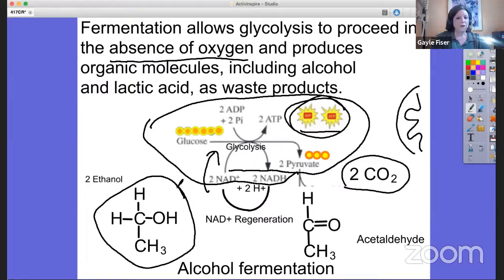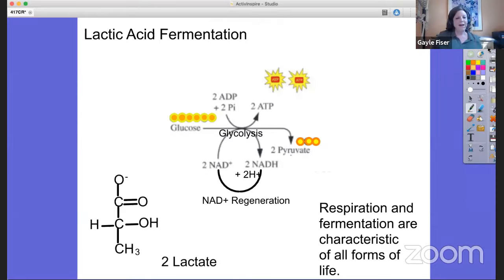So what are some examples of this? Bread, and we're making bread, and you can make wine and beer. And we actually made bread in my classroom this year, and the smell goes down the hall, and it smells so good. All right, and now the other type is lactic acid fermentation.